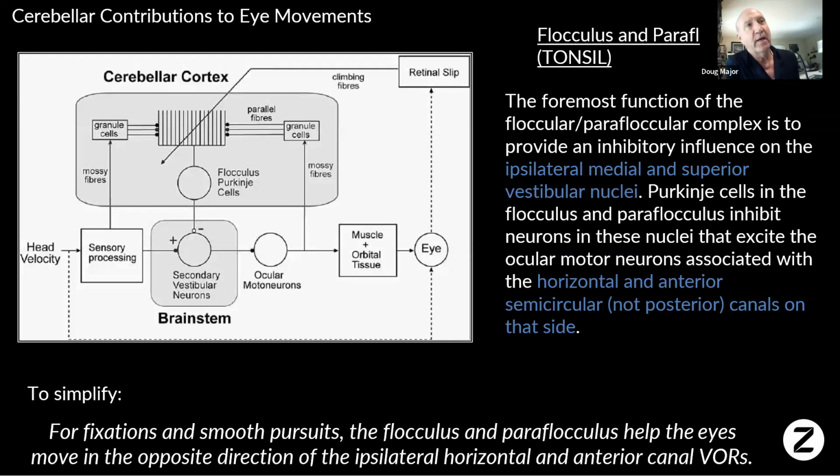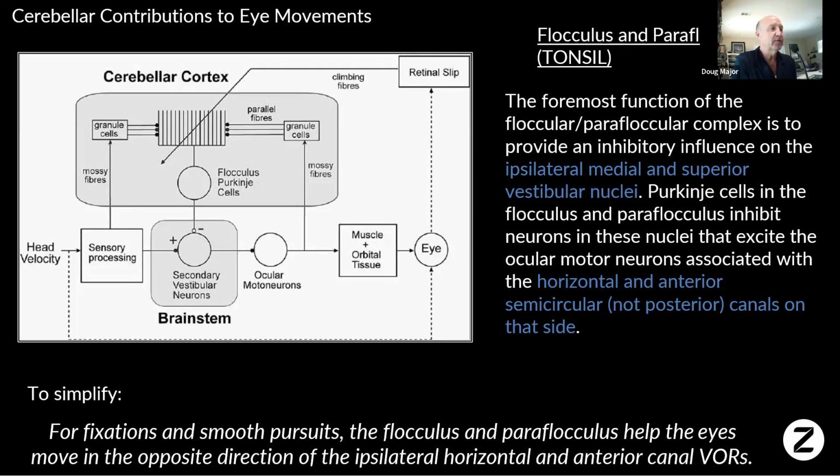The flocculus tonsils, again, we talked mostly about that, provides that inhibitory influence with the ipsilateral medial and superior nucleus. Purkinje cells are closely connected. And remember, the flocculus and Purkinje cells are inhibitory. It smooths things up for the smooth pursuit. It's the smoother for fixation and smooth pursuits.